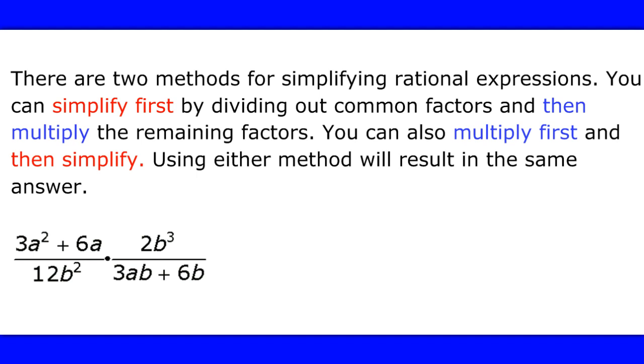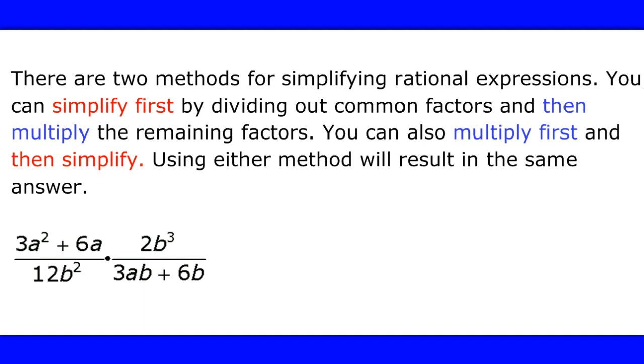So basically there's two methods for doing this. You can either simplify first by canceling out, or you can multiply first and then simplify. You're going to get the same answer. It's just that if you use the second method, you tend to be working with larger polynomials, larger numbers, and it ends up being a little bit more messy.